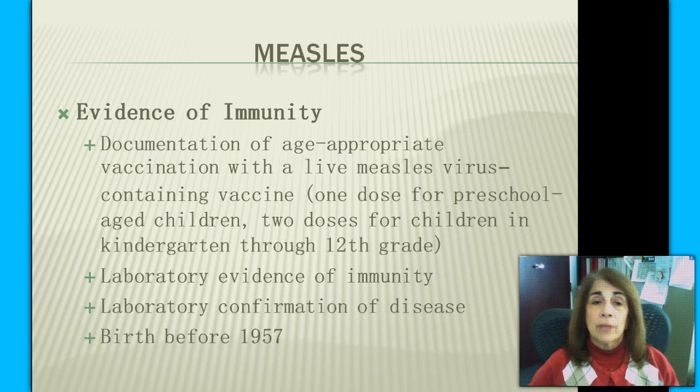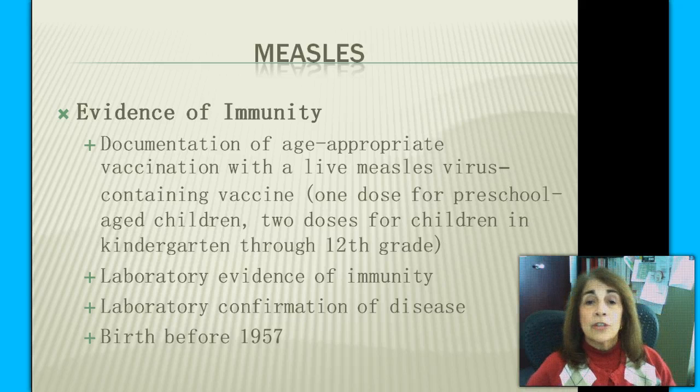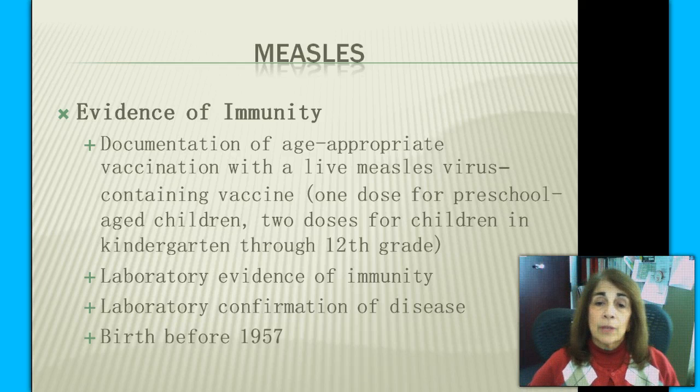Well, there's several ways. There could be documentation of age-appropriate vaccination with a live measles virus-containing vaccine. And the current recommendation is 1 dose for preschool-age children, and then 2 doses for children in kindergarten through 12th grade. And the 2 doses are separated by at least 28 days.